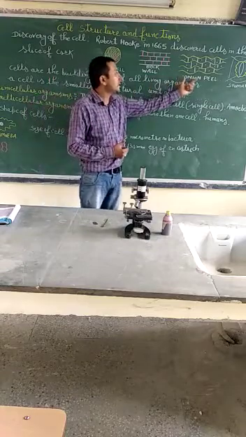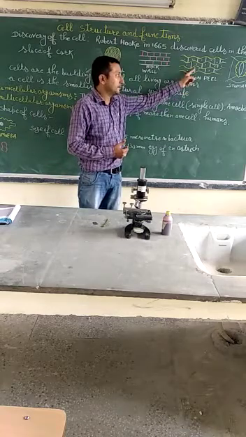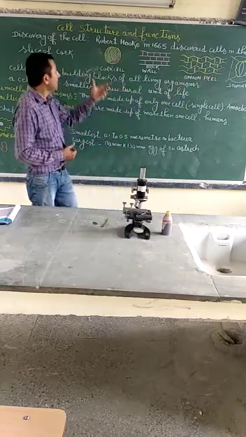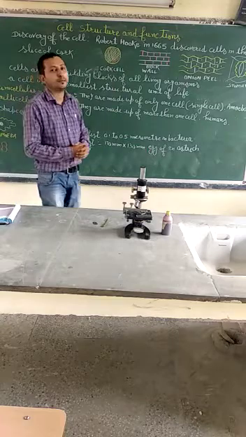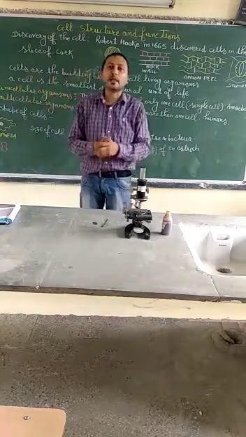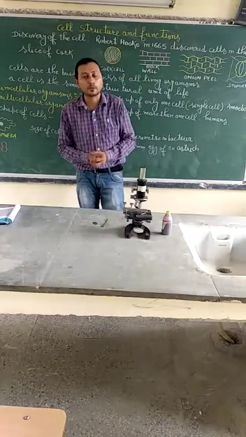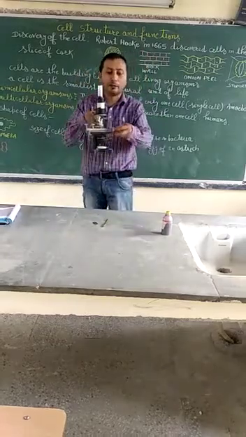You can see in this slide, this picture, onion peel cells, and these are stomata which are there in the leaves. Then we have an important question: who discovered the cell for the first time? There was a scientist whose name was Robert Hooke. He had a primitive kind of microscope, not as advanced as the one I am holding in my hand right now.